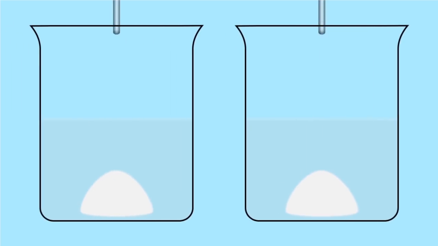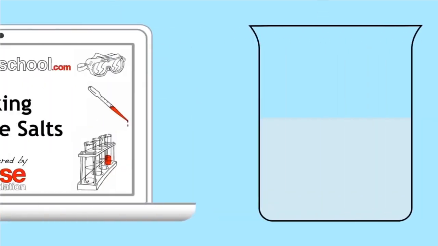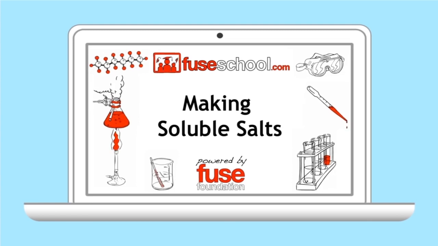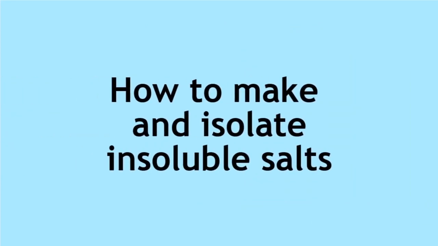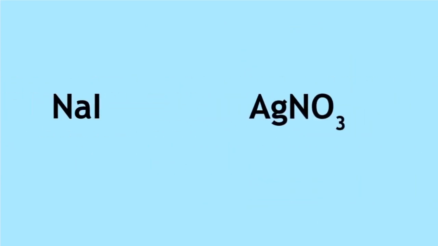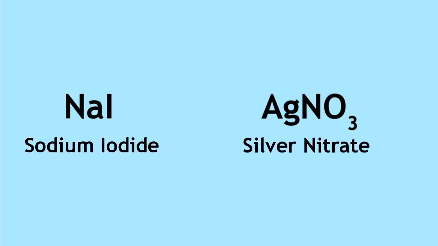Some salts are soluble in water, whereas some are insoluble. In a previous lesson, we learned how to make and isolate soluble salts. In this lesson, we will learn how to make and isolate insoluble salts. Let's say you have been given two solutions, sodium iodide and silver nitrate.